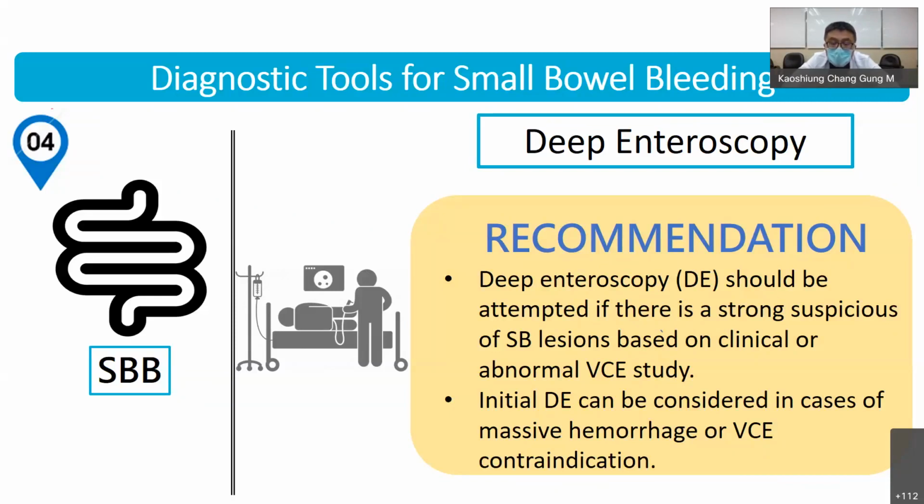Okay, so I think that if you want to do the deep endoscopy as the first line, you can consider cases with ongoing bleeding, or patients who have contraindication for video capsule endoscopy, like a patient who has a severe small bowel stenosis history before.